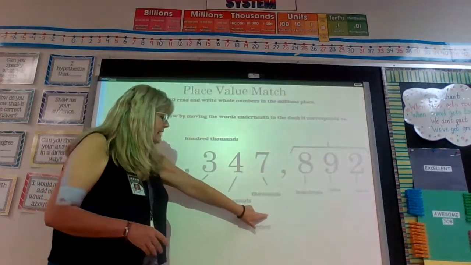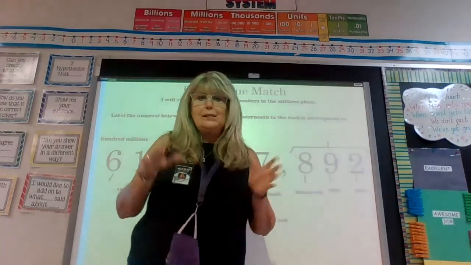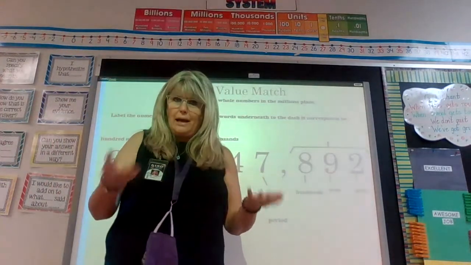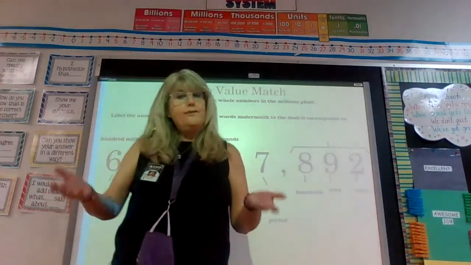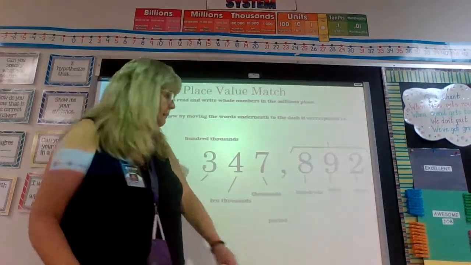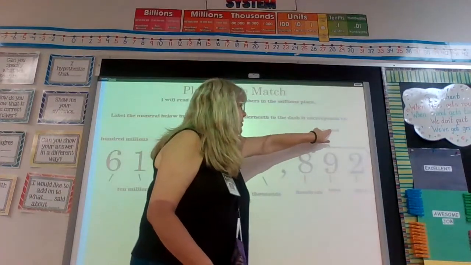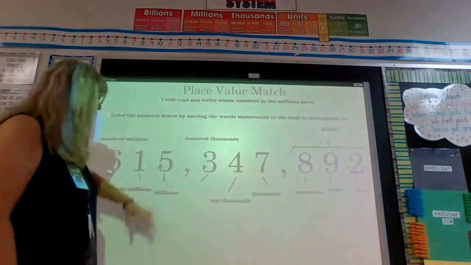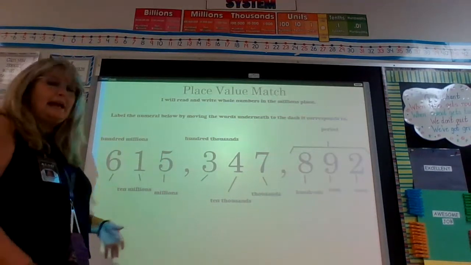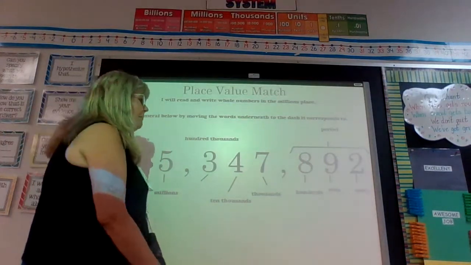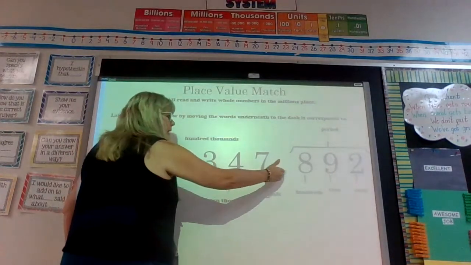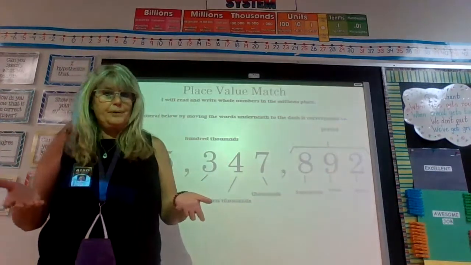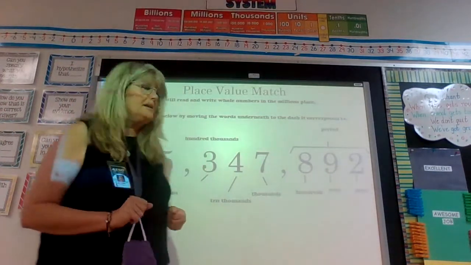Now, the last vocabulary word is the word period. In 3rd grade, they might have talked about the place value houses. Well, as a 4th grader, we really don't call them houses anymore. We call them periods. So this is the ones period, this is the thousands period, this is the millions period, and then we have the billions period. And remember, between each period, they are separated by commas when we're talking about whole numbers. Okay? Awesome job. Let's go to the next slide.